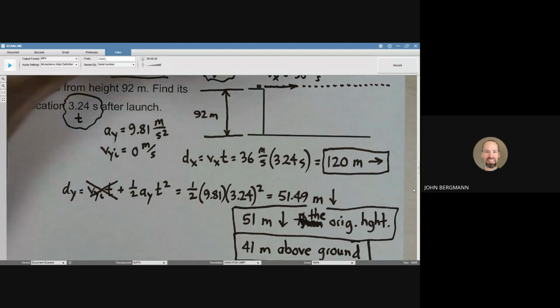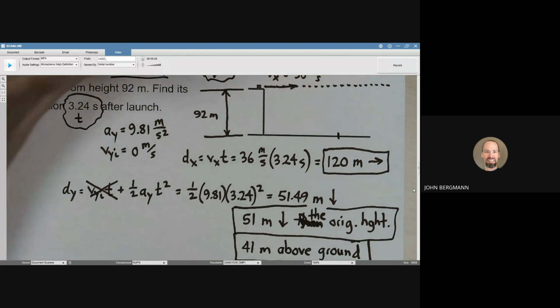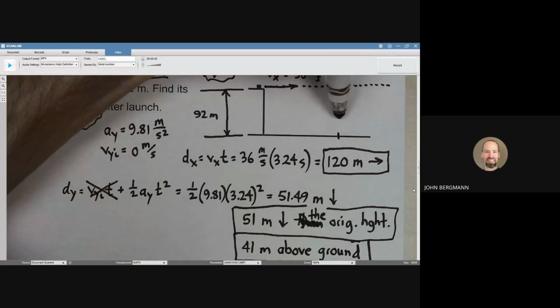In other words, it's moved. If that's 92, then 120 is about right there. So that's how far it's moved to the right. And it's more than halfway down. So at 3.24 seconds, it's about right there. That's where it is.